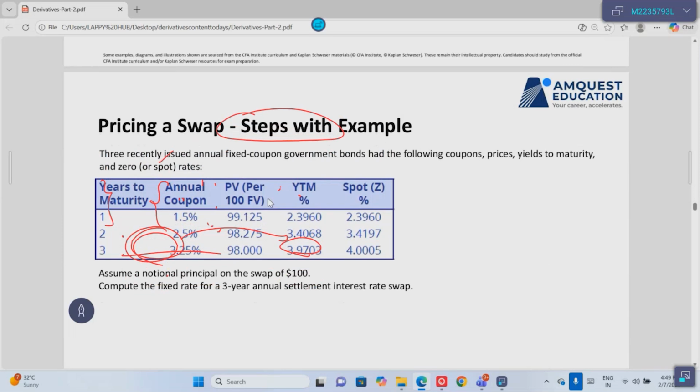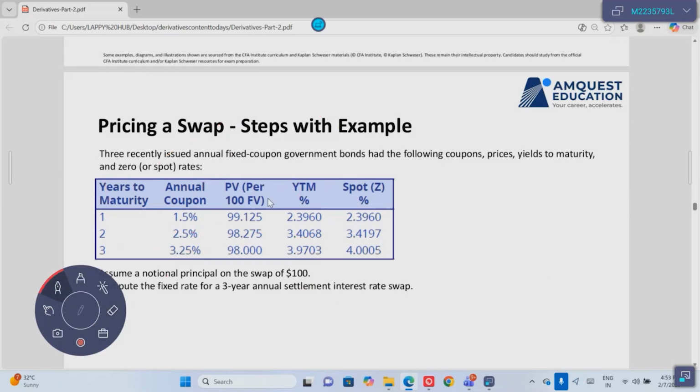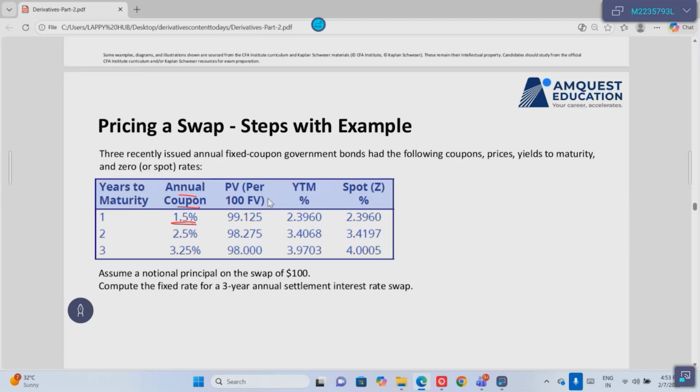Everyone open your book or your notes writing pad, and read the sum carefully. What do you understand from this? The coupon rate is nothing but the annual coupon or the interest rate you're getting on the bond: 1.5% on the 1 year maturity, 2.5% on 2 years, and 3.2% on the 3 year maturity. The present value of the bond, the PV value. Obviously, assuming a $100 bond, the present value is 99, 98, and 98.